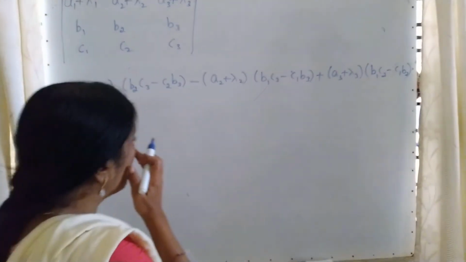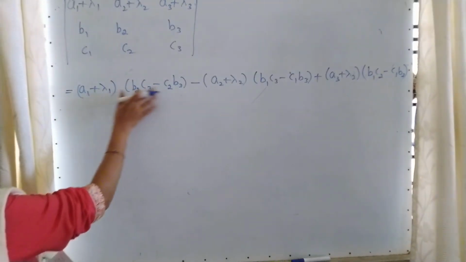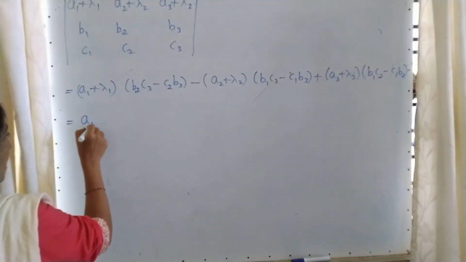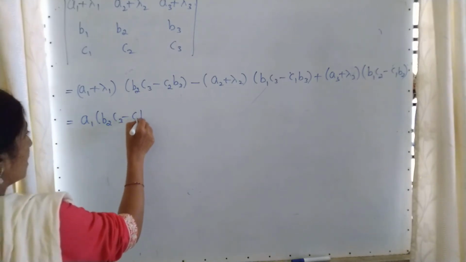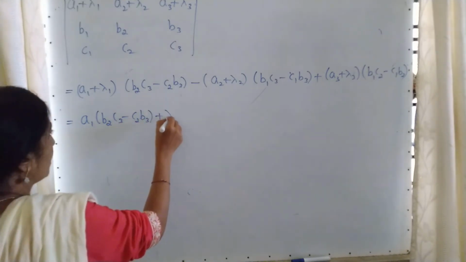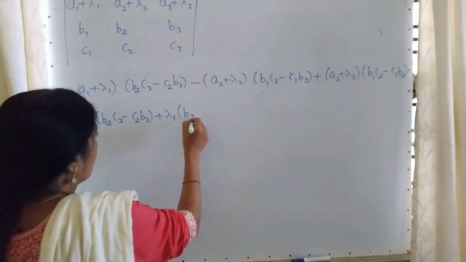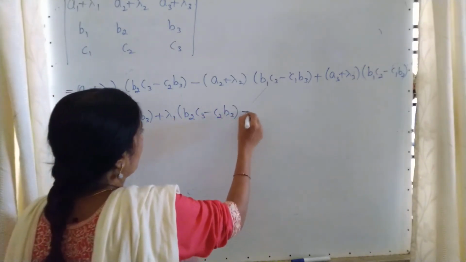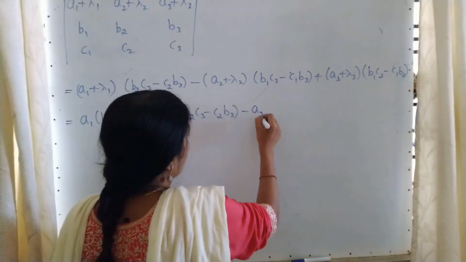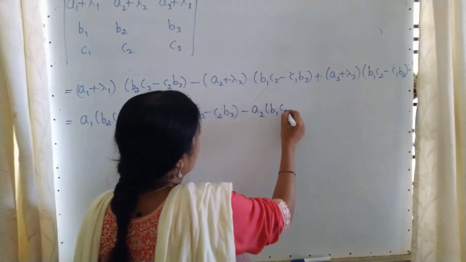Now I am removing the bracket, multiplying the first term with this bracket. See, A1 times B2 C3 minus C2 B3, plus lambda 1 with the same bracket, B2 C3 minus C2 B3, minus with A2 it is. The bracket remains as it is.